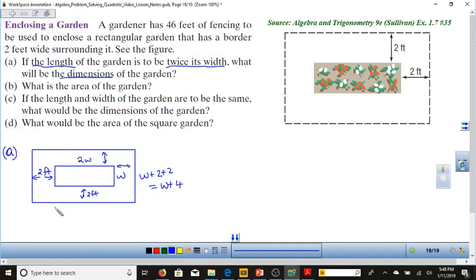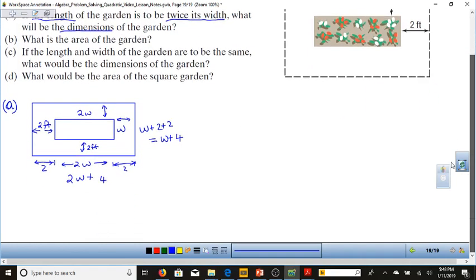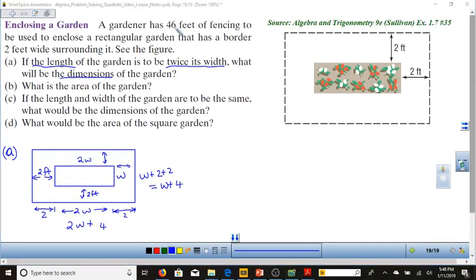So we're talking about 2 feet here, 2 feet here, and then the length of the garden. That's a total of 2W plus 4. That's now the total perimeter, the total distance around the garden is going to be 46 because that's all the fencing he has. So the perimeter of the garden in all these cases is going to be 46 feet.